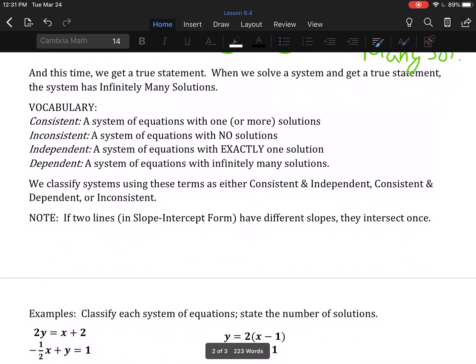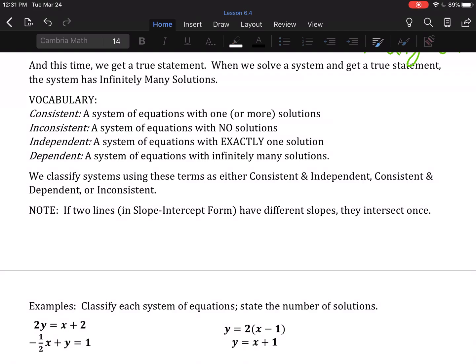The other new bit for what we're doing today is classifying. We've got some vocabulary here. Consistent simply means there are solutions. So if you get a single ordered pair, or you say infinitely many solutions, then you're telling me you're a consistent system. There are solutions. Inconsistent means no solutions. That only happens when you get a false statement algebraically or you have parallel lines. Independent is paired with consistent.